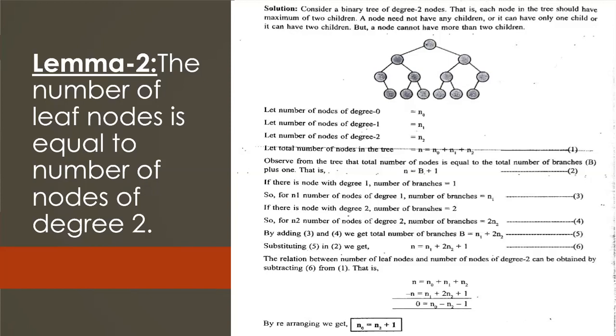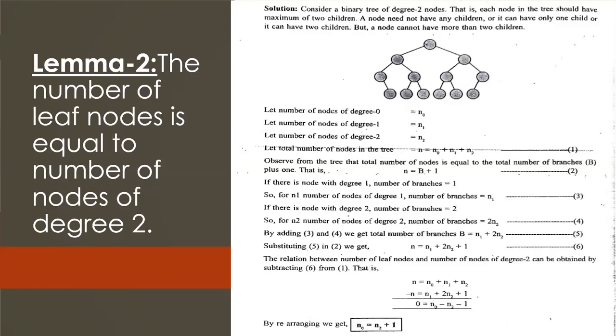So let the number of nodes of degree 0 be n0. The number of nodes of degree 1 will be n1. The number of nodes of degree 2 will be n2. So the total number of nodes will be the addition of these. So it will be n equals n0 plus n1 plus n2. And let's consider this as equation 1.